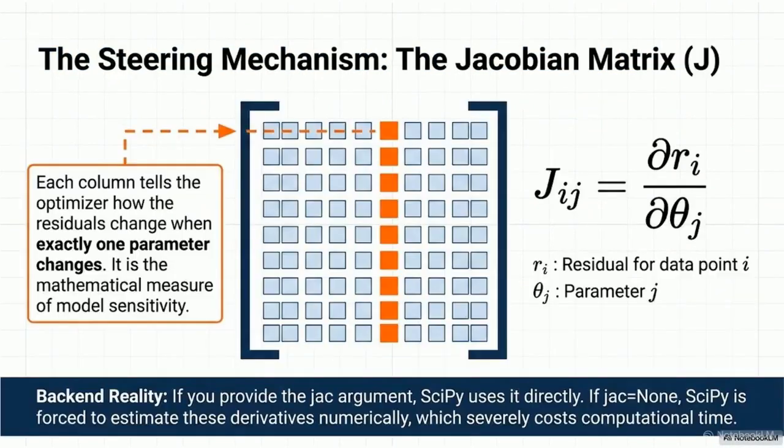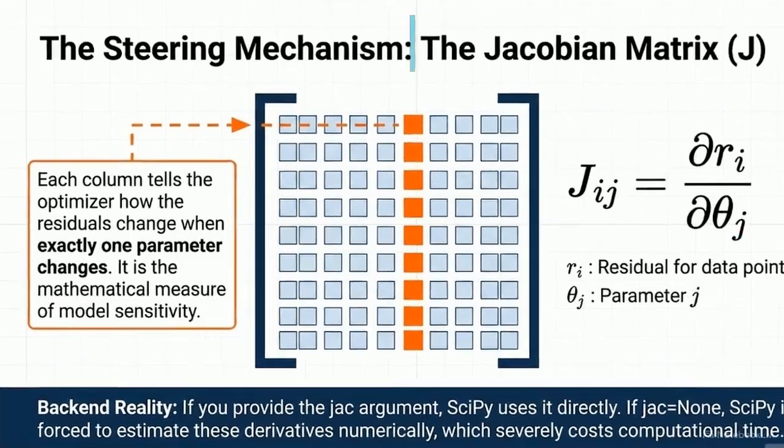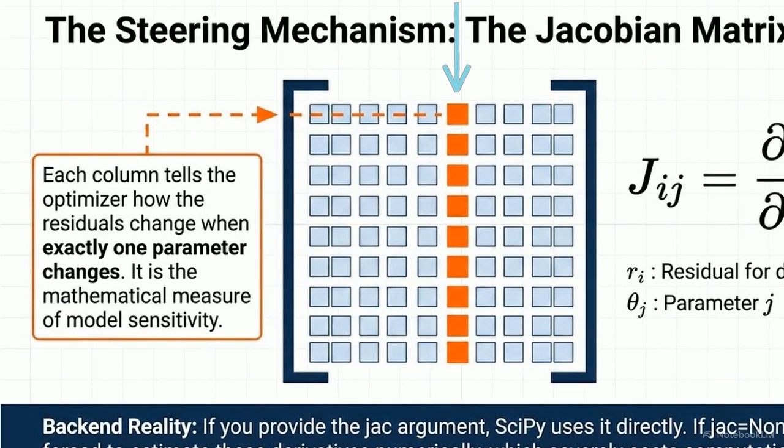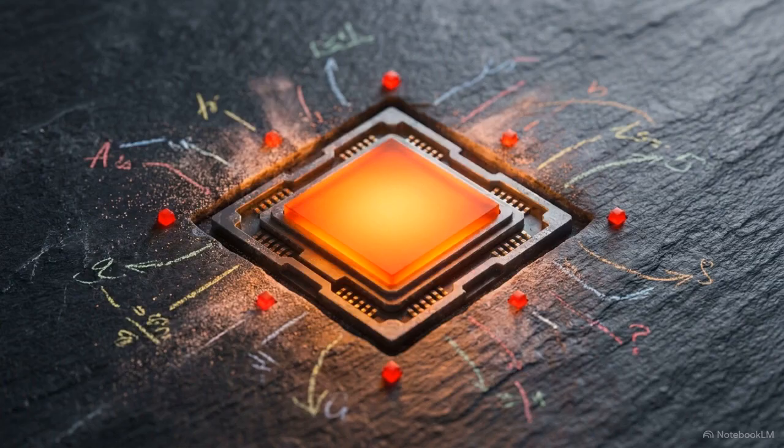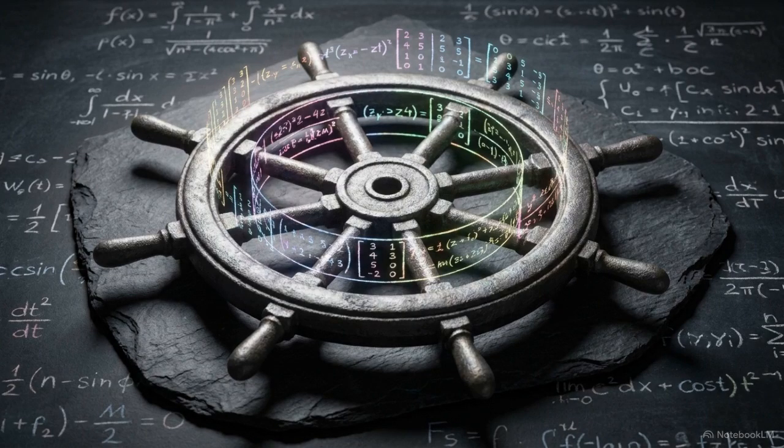To calculate that precise tangent, the system relies on the Jacobian matrix. Think of it as the mathematical measure of model sensitivity. As shown, each column tells the optimizer precisely how individual residuals react if it nudges exactly one parameter. If you do not explicitly provide a mathematical derivative for the Jacobian, SciPy estimates these sensitivities numerically. This numerical estimation calculates the model multiple times per step, taxing the system's computational resources. The Jacobian serves as the deterministic steering mechanism for the solver. Calculating it accurately and efficiently is the primary bottleneck of nonlinear optimization.